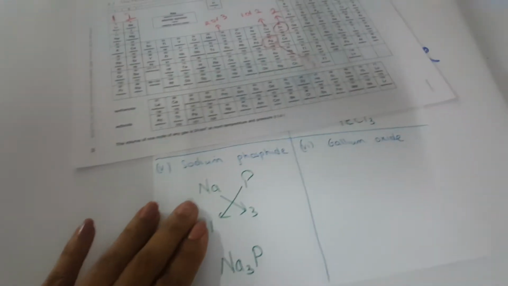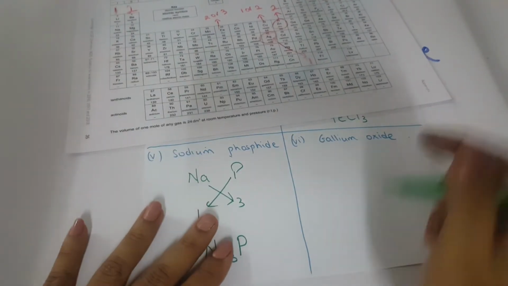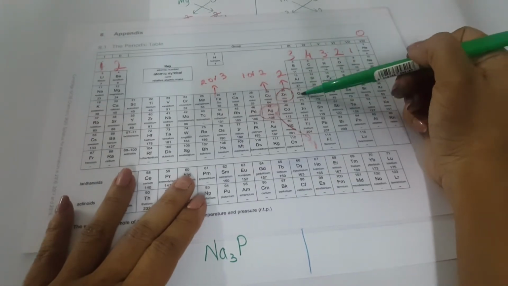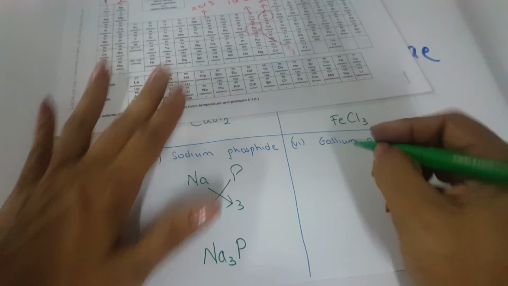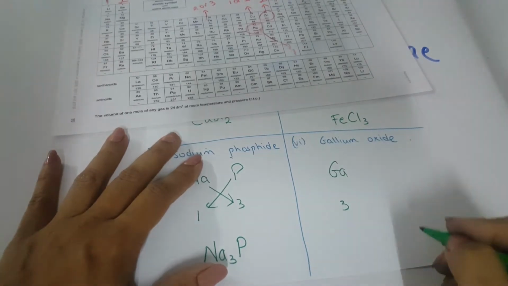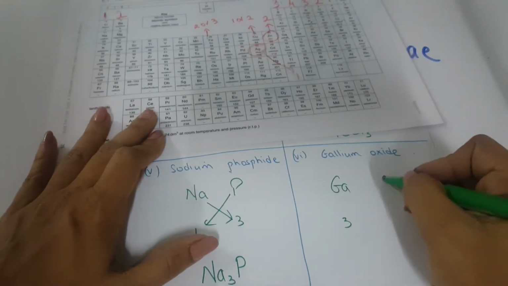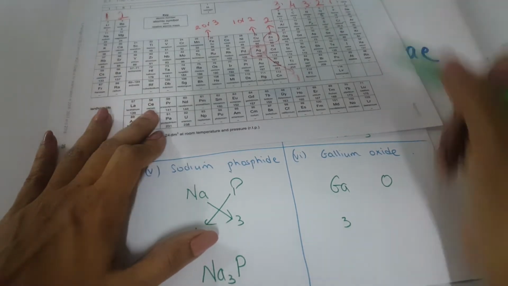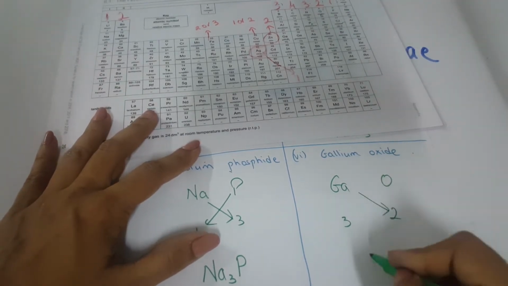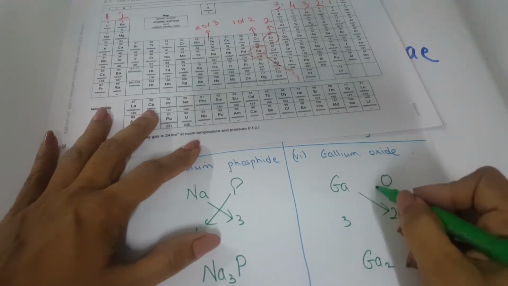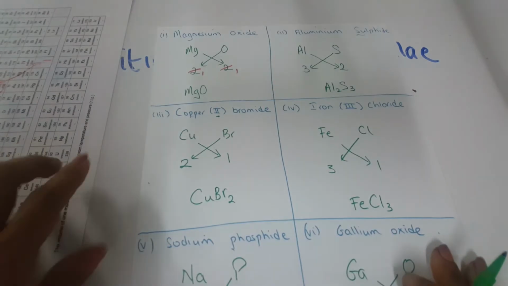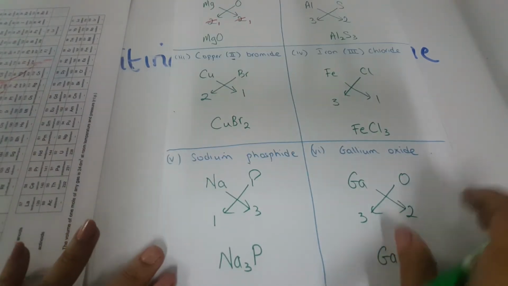The next one is gallium oxide. Gallium is here with Ga, and it has a valency of 3. So Ga with a valency of 3. Oxide is oxygen, and oxygen is here, with a valency of 2. It's crossed again: Ga2O3. So that is the first piece of work.